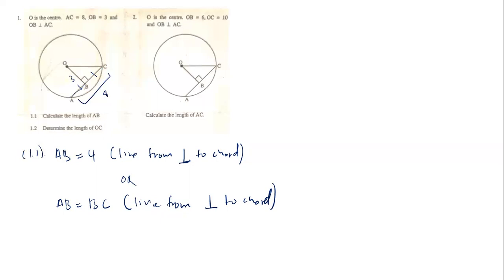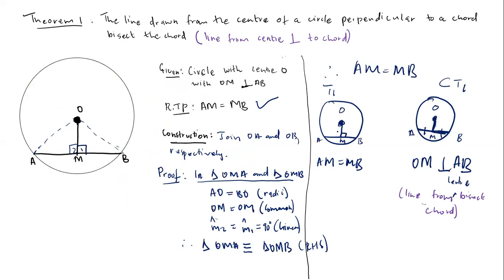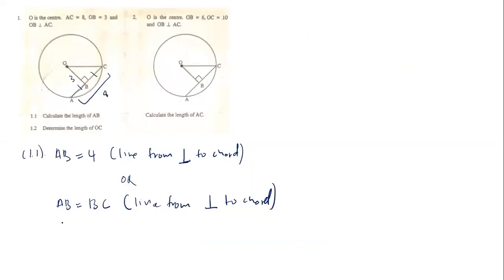I'm going back. This is what I told you. This is theorem number 1. If you are given this line is perpendicular to this line, that means this will be equal to that, and then you use this reason: line from center perpendicular to chord. I hope that is making sense. Therefore, you can conclude by saying AB is equal to 4 units. That's how we answer 1.1. You don't have to say AB plus BC is equal to AC, that's a long route. You can do this or that to answer this question.